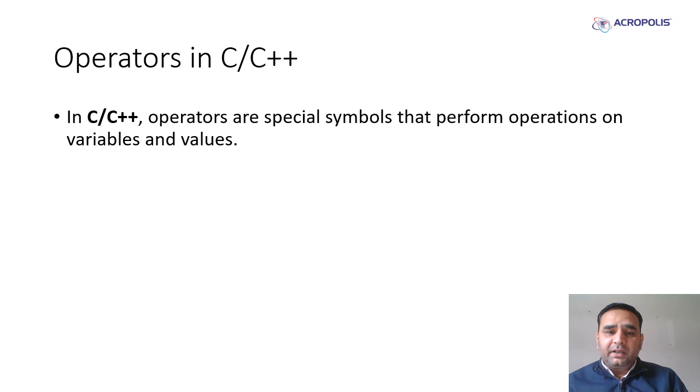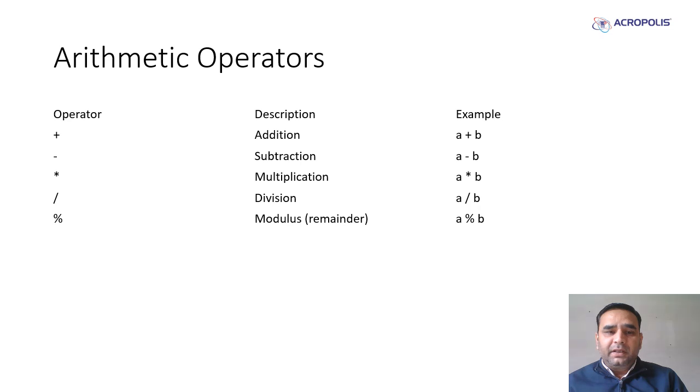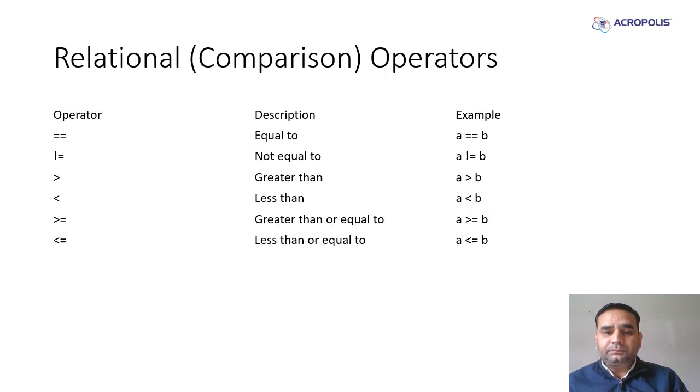So what are operators? These are special symbols that perform operations on variables and values. The very first type of operators are the arithmetic operators. These are plus, the addition symbol used for the addition of two numbers, subtraction, multiplication, division, and modulus. Modulus is used to find the remainder of two variables.